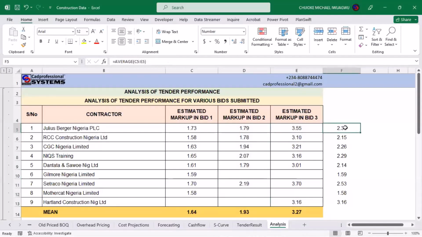Now, if you look very well now, the next thing we need to talk about is what is the average of all these persons' markup, and it gives you a figure. The average of all their biddings is what you're calculating now. It gives you that figure.